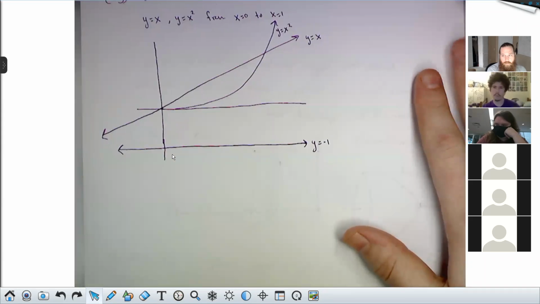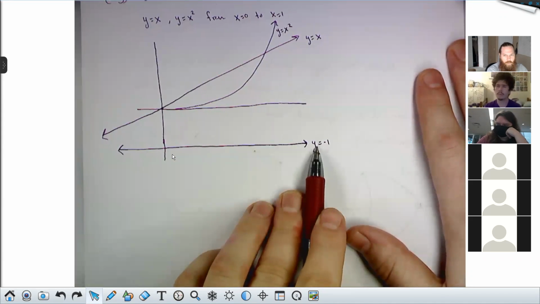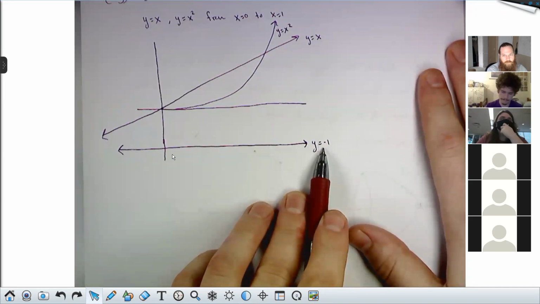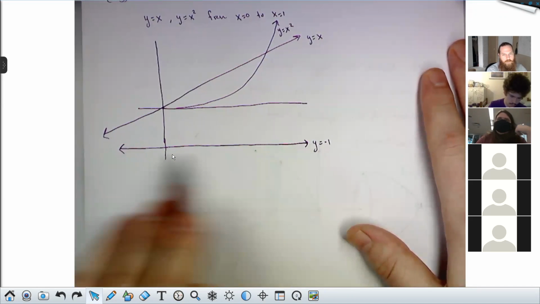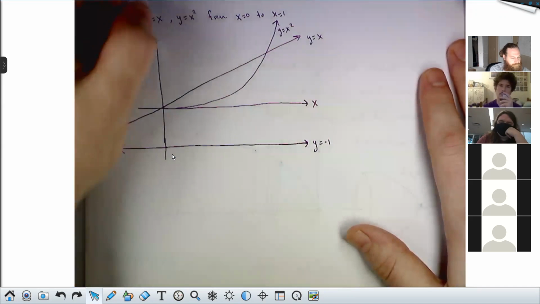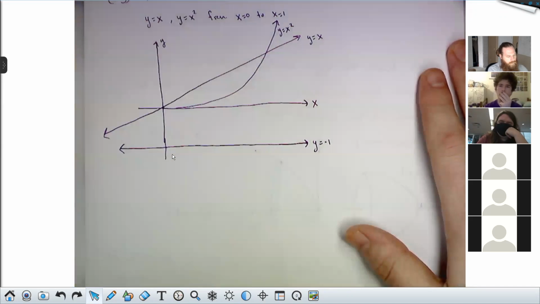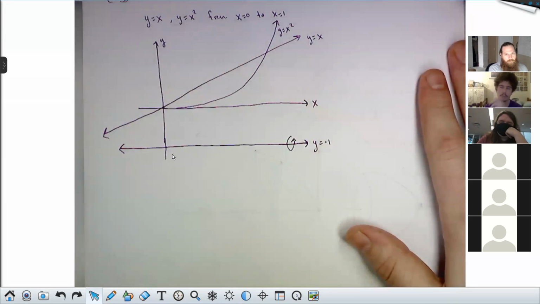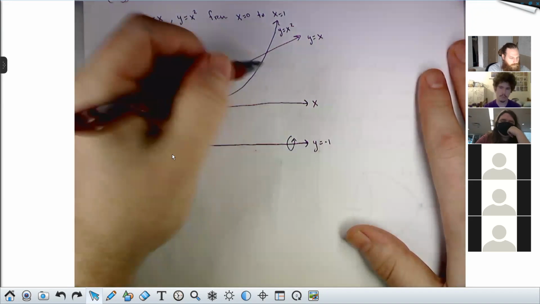Important thing to remember, easy to forget at different times in your education: horizontal lines are always y equals a constant. Vertical lines are always x equals a constant. So the line y equals -1 is a horizontal line, a line parallel to the x-axis. I'm going to rotate around this now, but I'm still working with that same region.